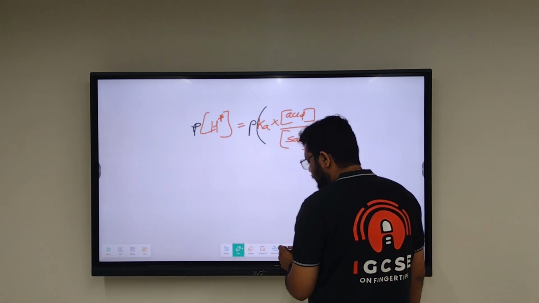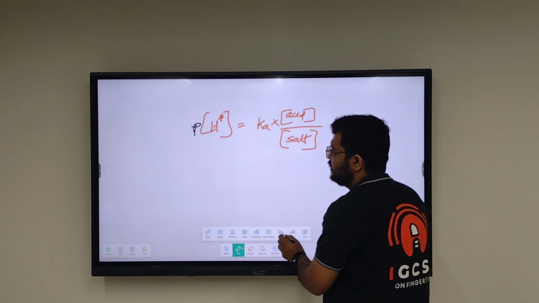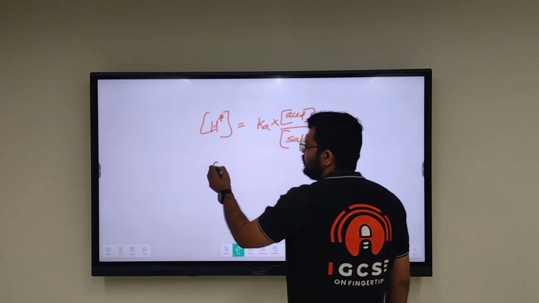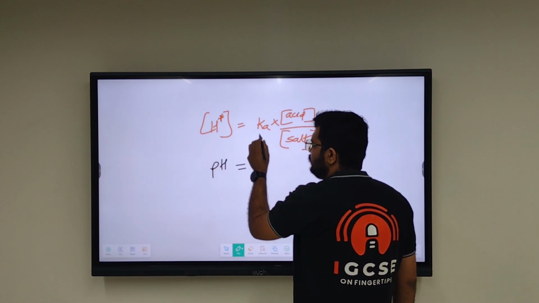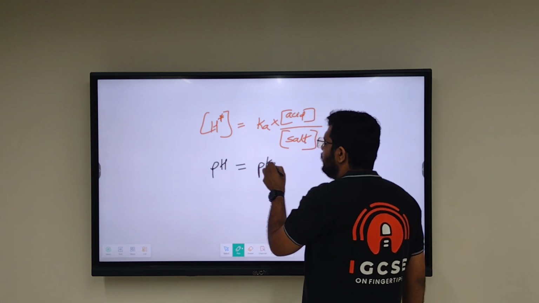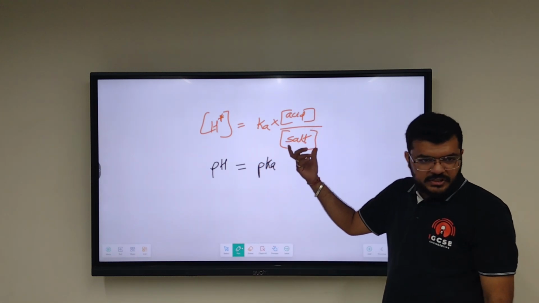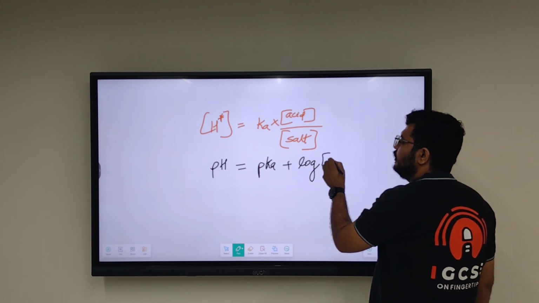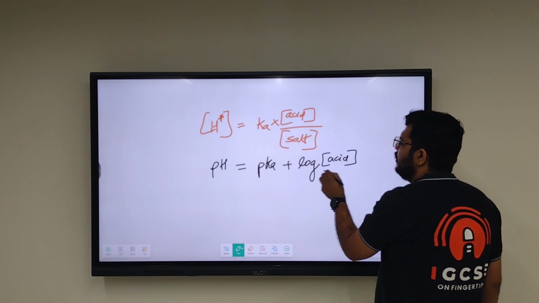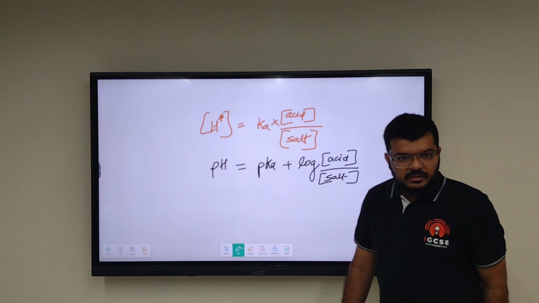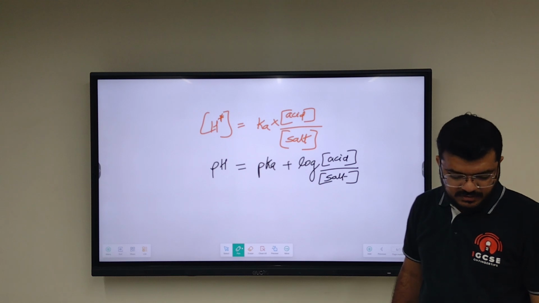What is pH? pH is taking log on both sides, correct? If I take log on both sides, what will happen? This becomes pH. Ka becomes pKa. And what happens to a multiplication? Plus log of acid concentration upon the salt concentration. Make sense? Yeah.